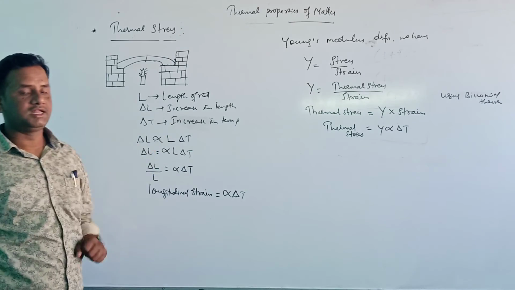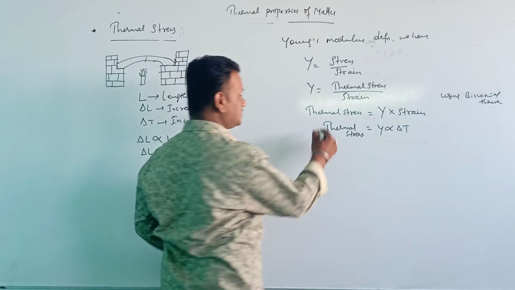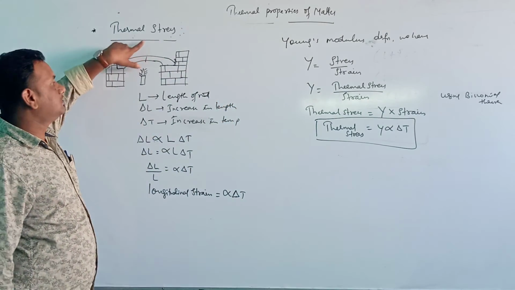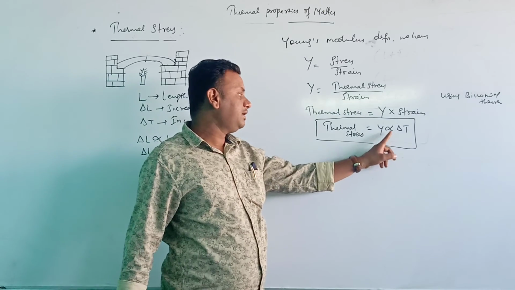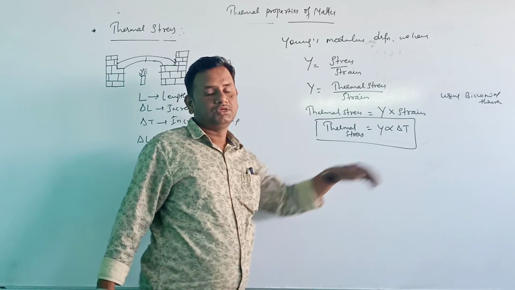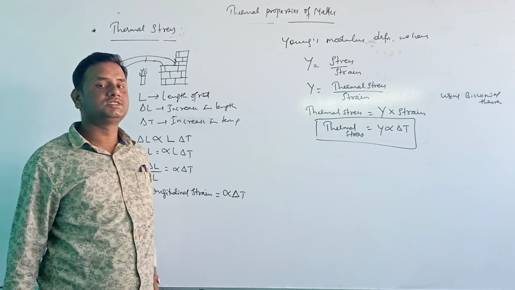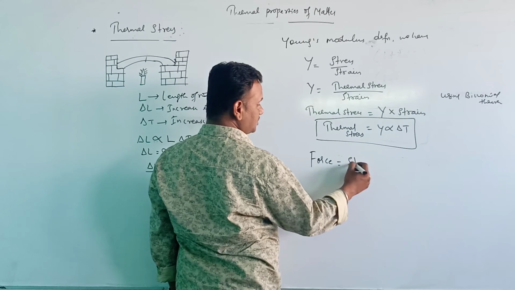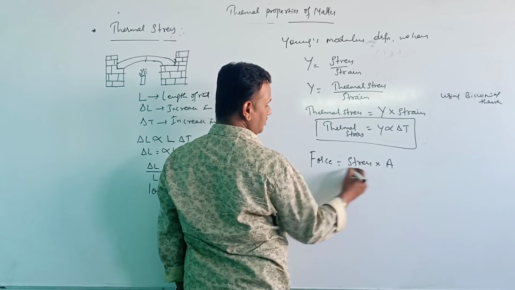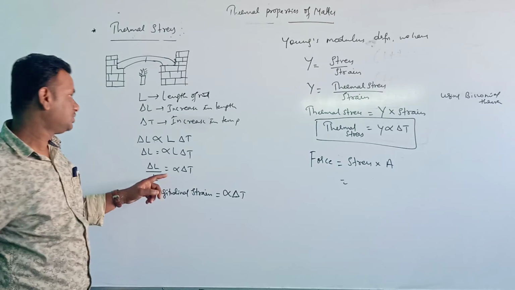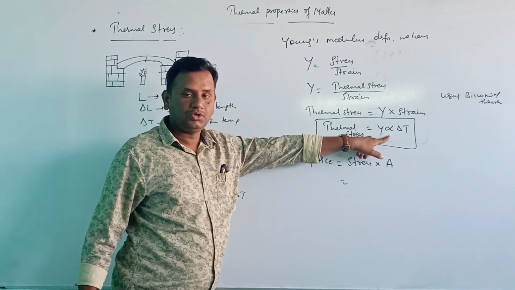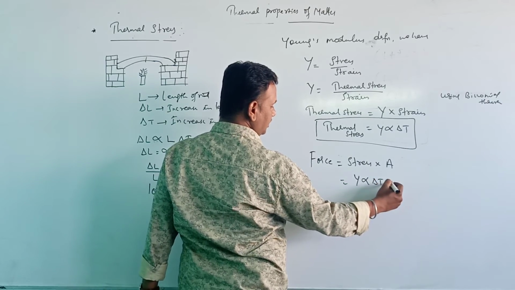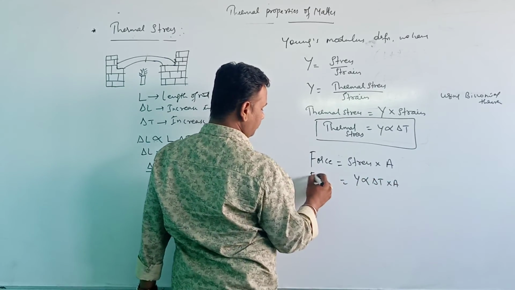Now how much force is acting here? To calculate that force, this is the expression for thermal stress: Y into alpha into delta T. Now we want to know how much force is acting here. We know that force is equal to stress into area. What is stress here? Y into alpha delta T. So Y into alpha delta T into A is the force.